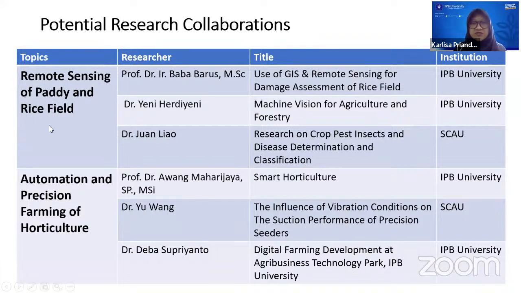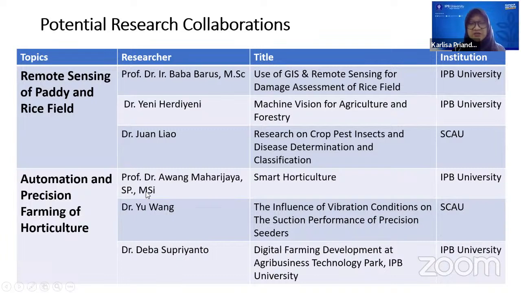This can be a collaboration between Professor Baba, Dr. Yeni, and Dr. Juan Liao. Because this is all related to paddy fields and rice fields, how you detect the pests and diseases. And then the last one is about the automation and precision farming of horticulture.